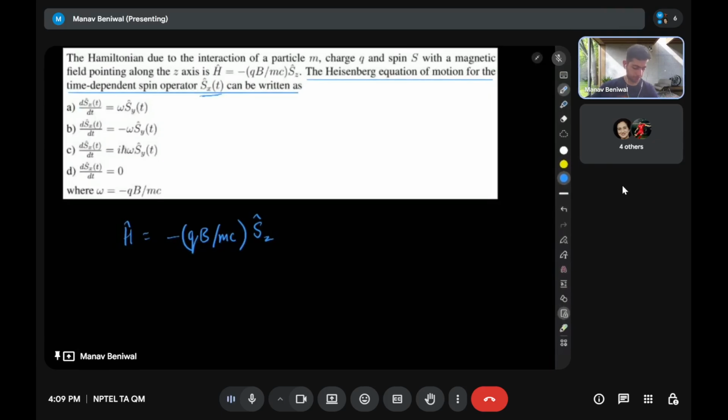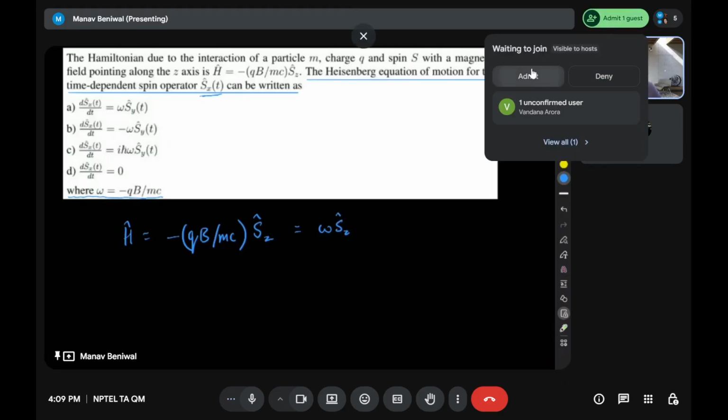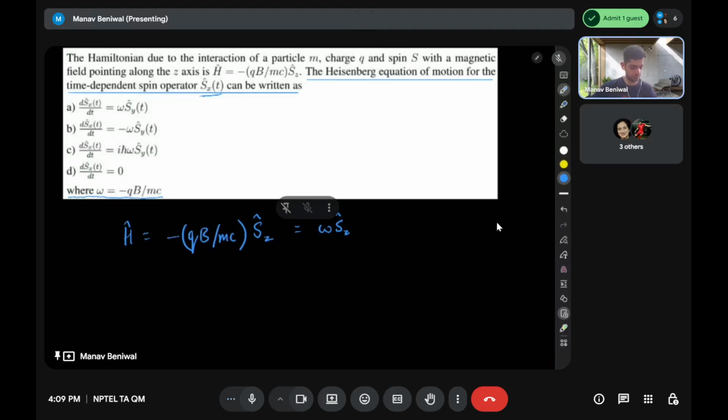Also notice in the last line they have written that this value, minus qB by mc, is equal to some omega. So we can simply write this Hamiltonian as omega times S_z. Now what we want to do is write the Heisenberg equation of motion for the time-dependent spin operator S_x(t).